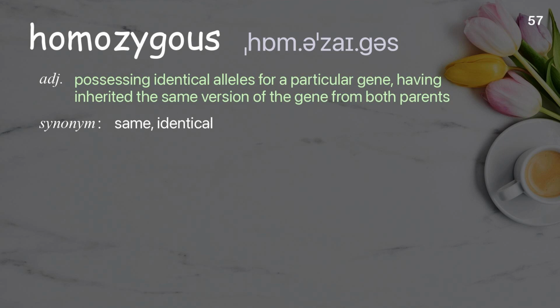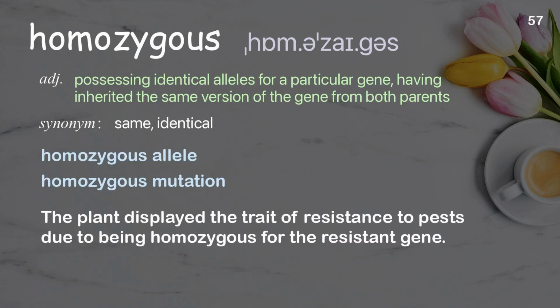Homozygous. Possessing identical alleles for a particular gene, having inherited the same version of the gene from both parents. Examples: Homozygous allele. Homozygous mutation. The plant displayed the trait of resistance to pests due to being homozygous for the resistant gene.